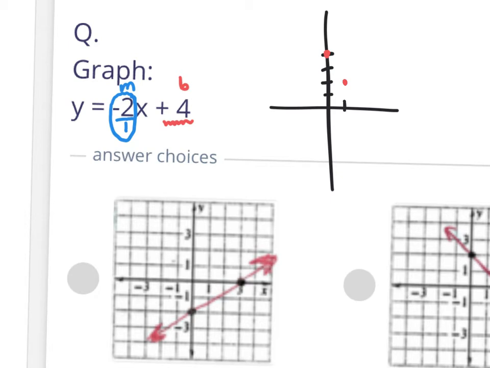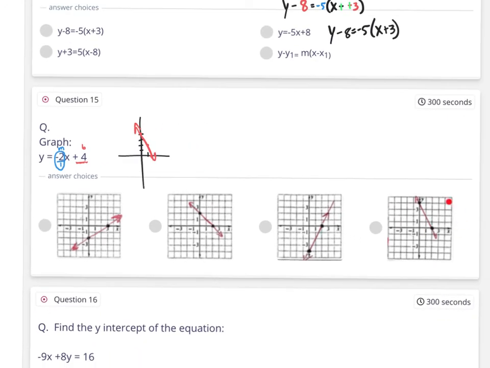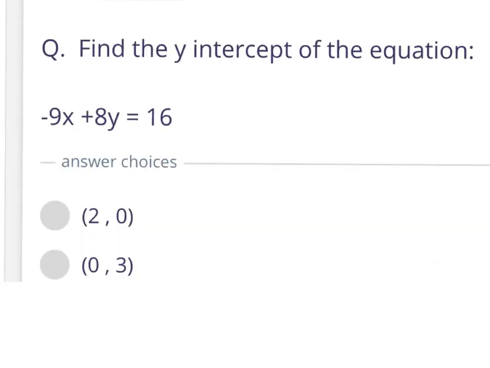So I just connect my dots and I'm done. Whoops, that came out. Let me see. I guess that's doable. That's good enough. And you could identify which one's the correct one right there, which would be this guy over here. Again, y equals mx plus b. Find the y-intercept of the equation.